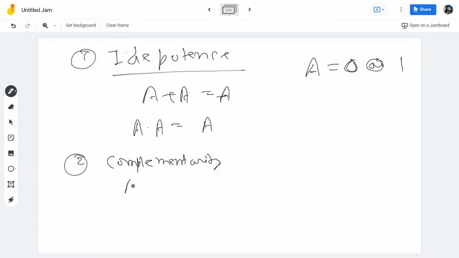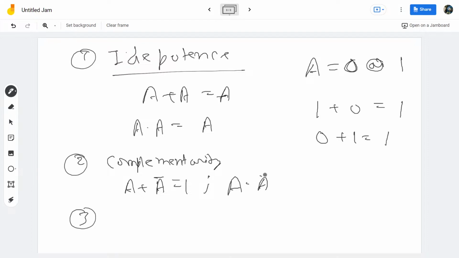So this says a plus a complement is 1. You can see that if I am taking a to be 1, then 1 plus 0 is 1. And if I am taking a to be 0, then 0 plus 1 is again 1. Also note that a times a complement is 0. If I am taking a to be 1, then its complement is 0. Then 1 times 0 is 0.